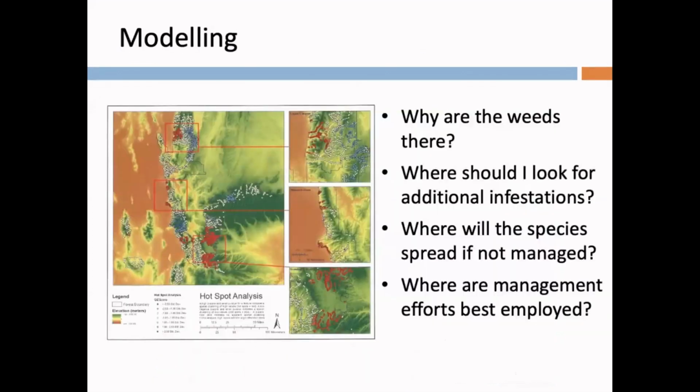We became interested in modeling because of its ability to answer additional questions, such as why are the weeds growing where they are? Where would I look for additional infestations of a particular species? And if I don't manage a particular species, where would I expect it to spread to? And finally, where are management efforts best employed to be the most effective?